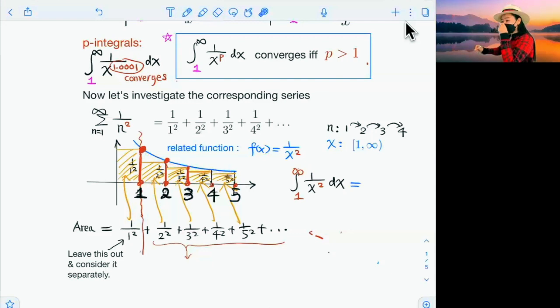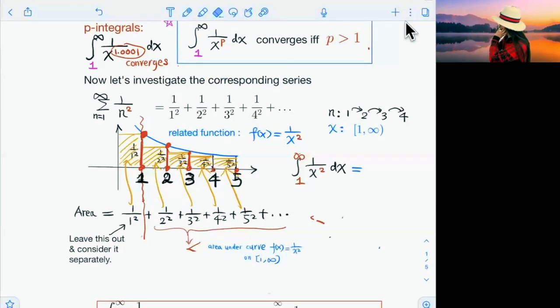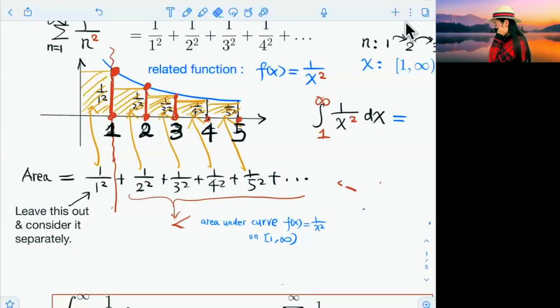Yeah, the area under the curve is bigger, right? Because we have this space over here, right? So we know that it's going to be less than the area under the curve from 1 on. Okay, so we agree with that. Yes, it's a less than sign.